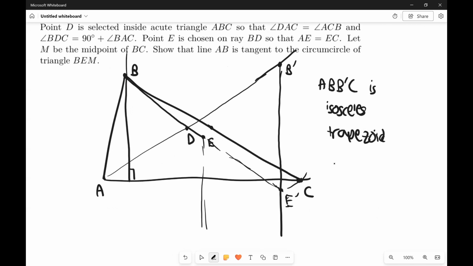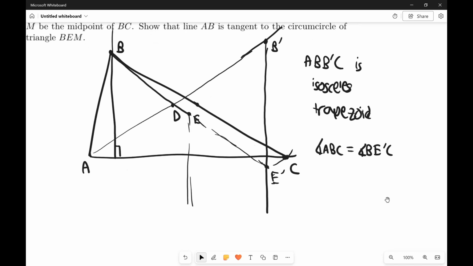So we wish to show that directed angle ABC is equal to directed angle BE prime C. And we're hoping that this will turn out nice somehow. We also know that B lies on line DE prime. So we want to prove that these are equal. So this is directed angle DE prime C. And we want to show that this is ABC.